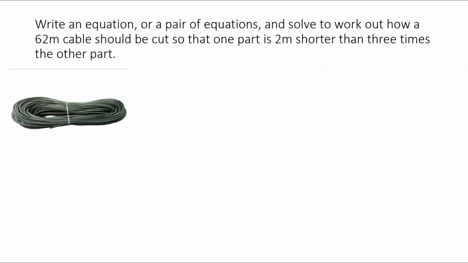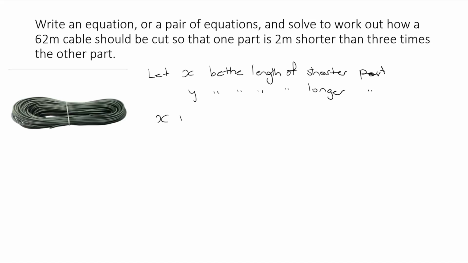With this kind of question, finding the equations is the hardest part. Once you've got them, it's a relatively simple matter to solve it. So we need to give things names. We could say let x be the length of the shorter part, and y be the length of the longer part. So then we can write out what we know. We know that x plus y equals 62.